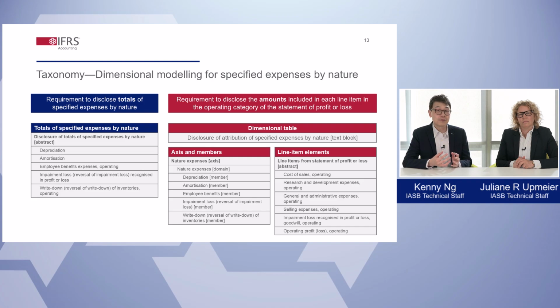The amount of specified expenses by nature related to each line item in the operating category of the statement of profit or loss, on the other hand, are tagged using a dimensional table, which is what we can see in red here. We expect the tagging to be a bit easier than for the NPM reconciliation because the dimensional table includes only one axis with predefined members representing the 5 specified expenses by nature.